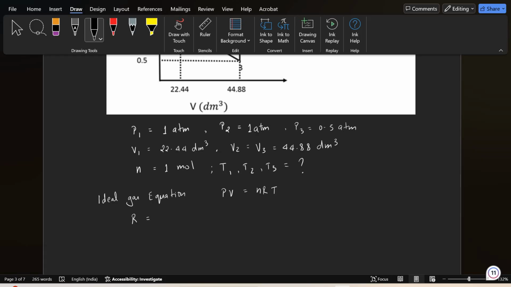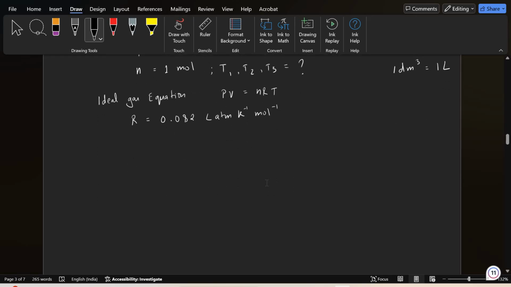So the value is 0.082 liter atmosphere per Kelvin per mole. Note that 1 decimeter cube is equal to 1 liter, so those two are equal and we don't have to worry about that. So this is the correct R value that we are going to use in this calculation. It's quite straightforward.